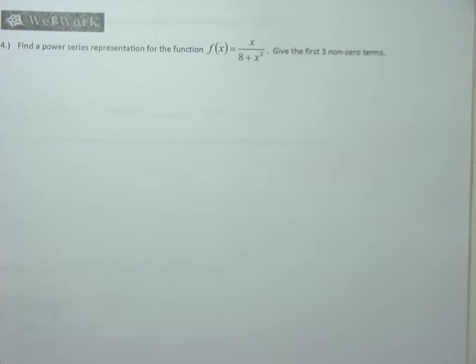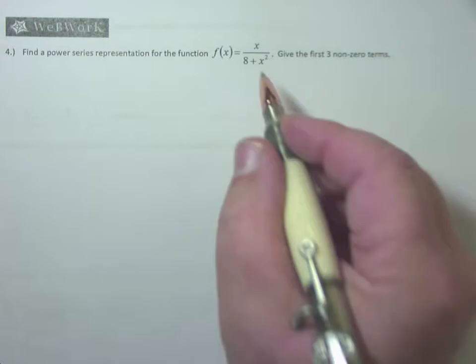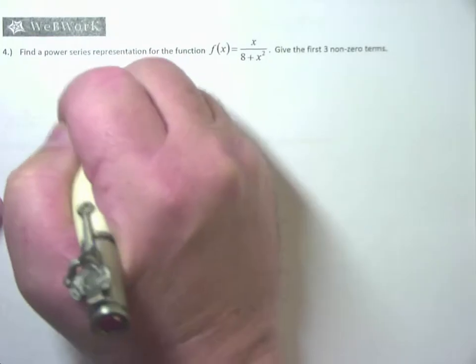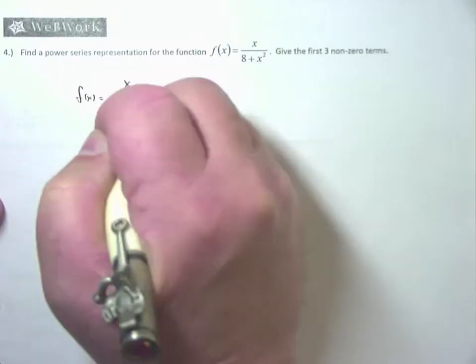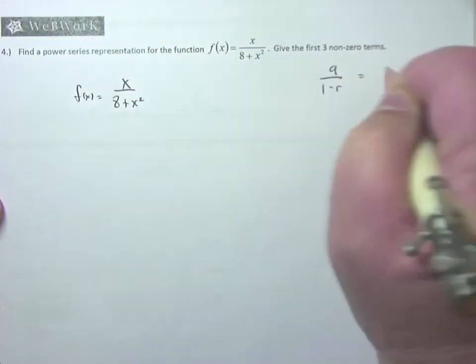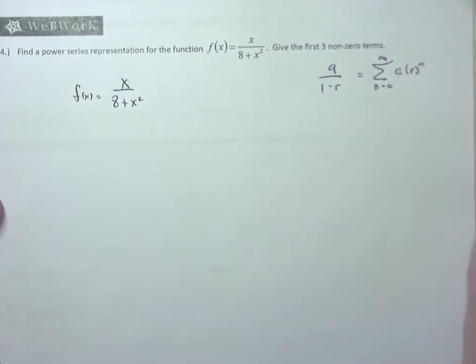It says this. Find a power series representation for f of x equals x over 8 plus x squared. This is already in the form of a over 1 minus r, well, almost. We want to convert it to a over 1 minus r, so we can write the sum as n goes from 0 to infinity of a r to the n.